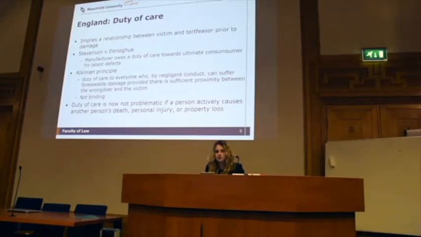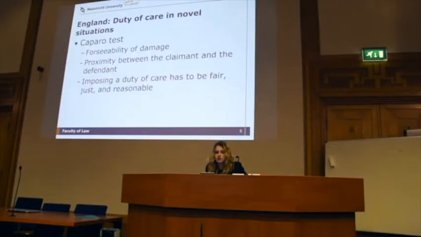The Atkinian neighbour principle implies that someone owes a duty of care to everyone who, by negligent conduct, can suffer foreseeable damage, provided that there is sufficient proximity between the wrongdoer and the victim. However, Lord Atkin's speech was not followed by the other law lords and was not binding. For novel situations, the Caparo test should be used. Following Lord Bridge's test, three requirements need to be satisfied: foreseeability of damage, proximity between the claimant and the defendant, and imposing the duty of care has to be just, fair, and reasonable.